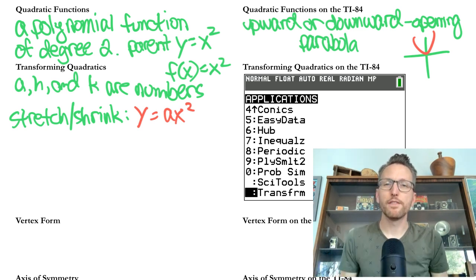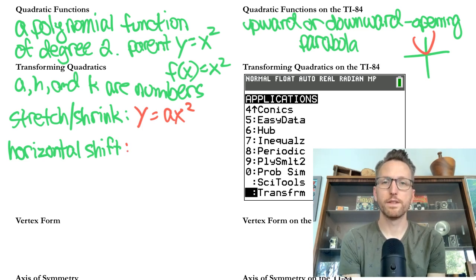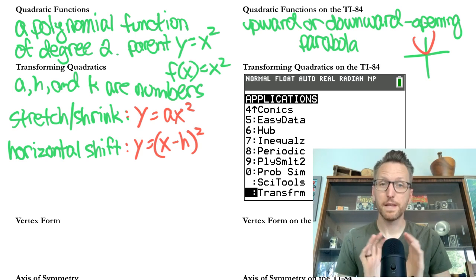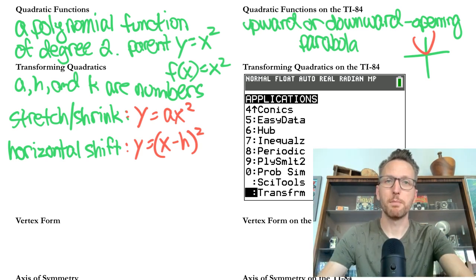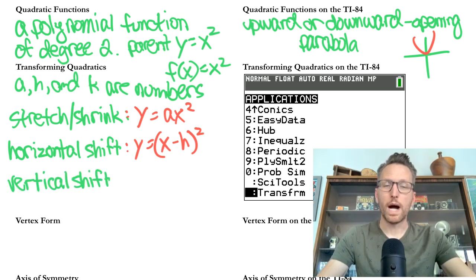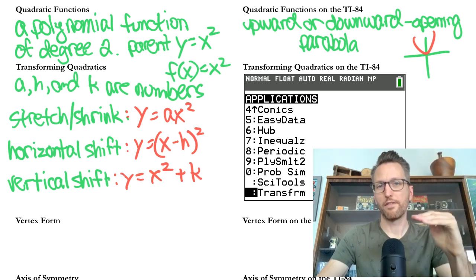A horizontal shift, the equation for that, we use a different letter, h, so we would say y equals (x minus h) squared. We could still include that a in there, but if we're only focusing on the horizontal shift, we have (x minus h) squared. And it has to be in that form, x minus, and then h could be positive or negative. And then finally, the vertical shift, y equals x squared plus k. That plus k is on the outside of the equation, and that k either shifts the graph up or down.